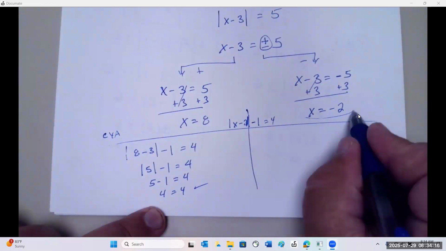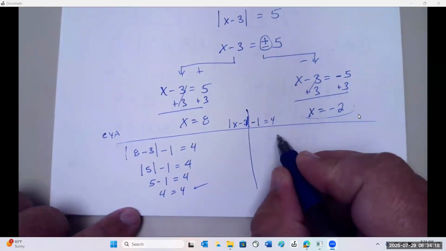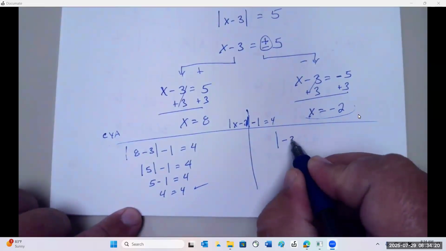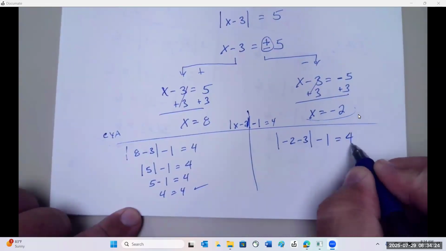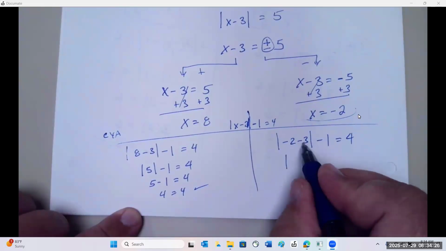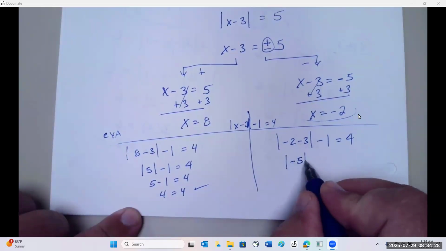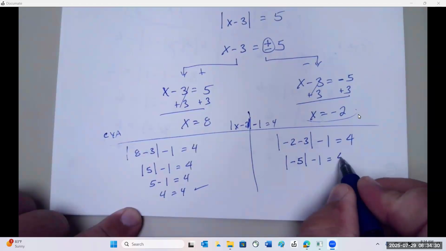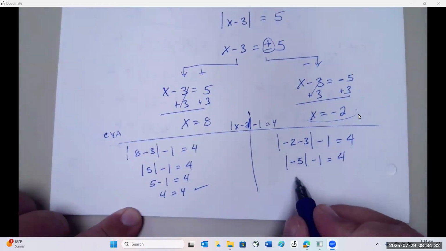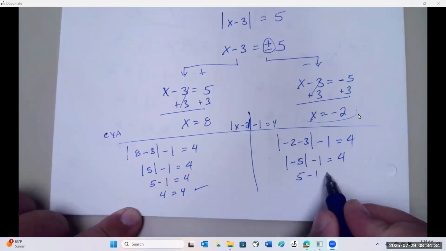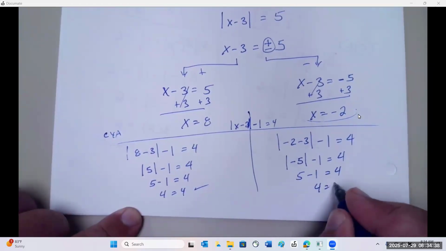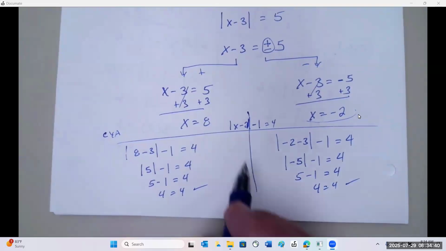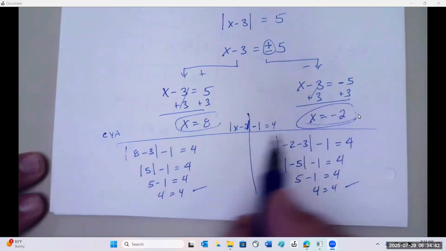Now we'll look at x equals -2. The absolute value of -2 minus 3, minus 1 equals 4. -2 minus 3 is -5. Absolute value of -5 is 5. 5 minus 1 is 4. So that works. So my answers are 8 and -2.